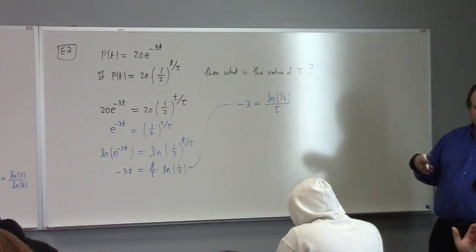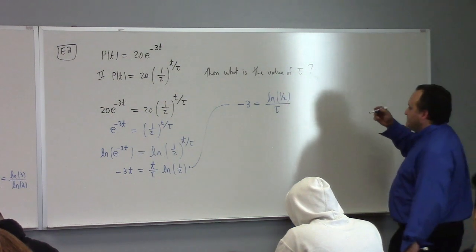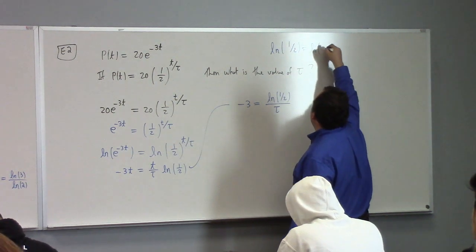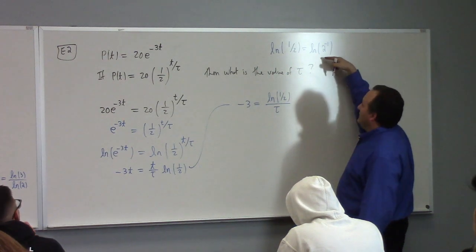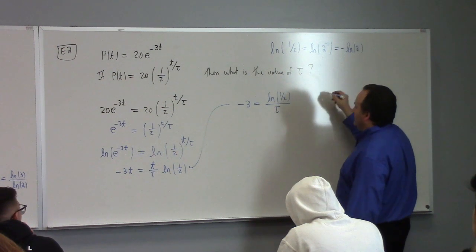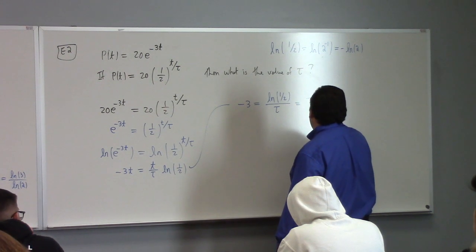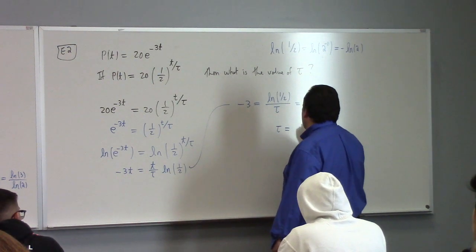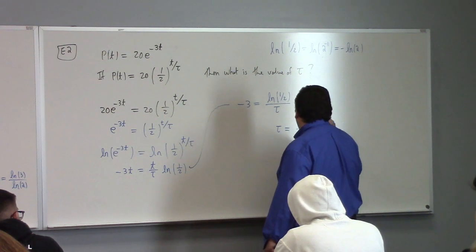Let's improve this a little. Can you guys tell me how to simplify the natural log of 1/2? What is the natural log of 1/2? -0.693. That is true, Michael, but I'm looking for, that's the natural log of 2 to the minus 1 power, which is minus the natural log of 2. So this is actually equal to minus the natural log of 2 divided by tau. And solve for tau. Tau equal to? Natural log of 2 divided by 3.